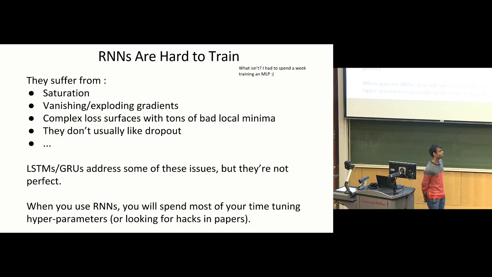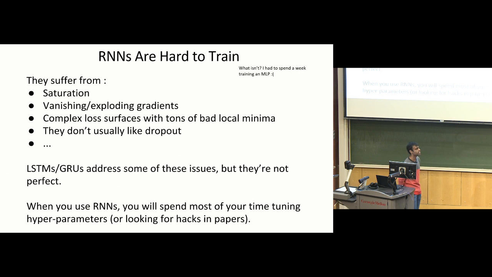Yeah. So what backprop through time does is accumulate gradients as you move back in time. The further back in time you step, the more you'll be accumulating the gradients. It's the same logic for vanishing gradients. So that is a big problem with RNNs and something that you will likely be facing in your homeworks. They also have complex loss surfaces with lots of bad local minima.